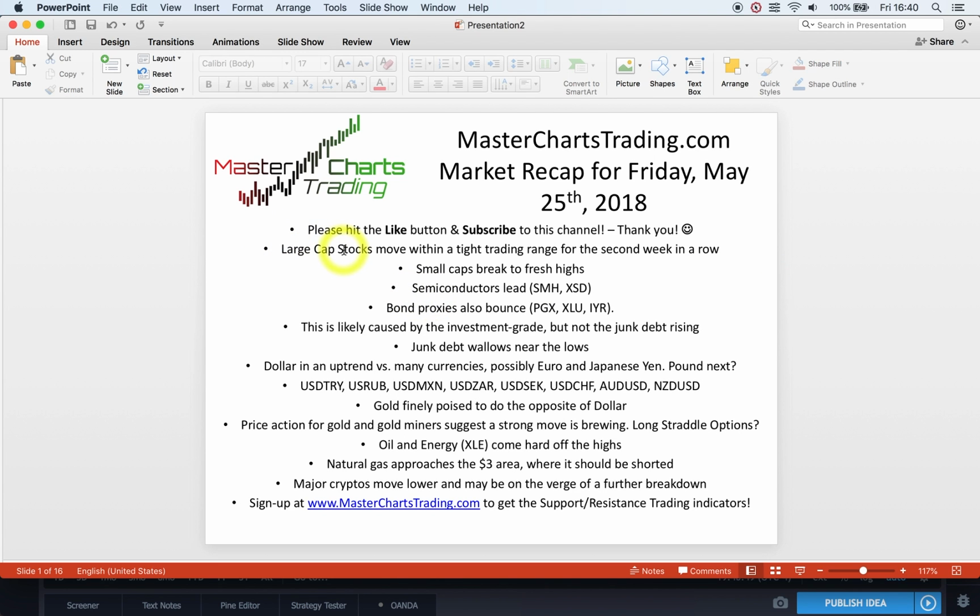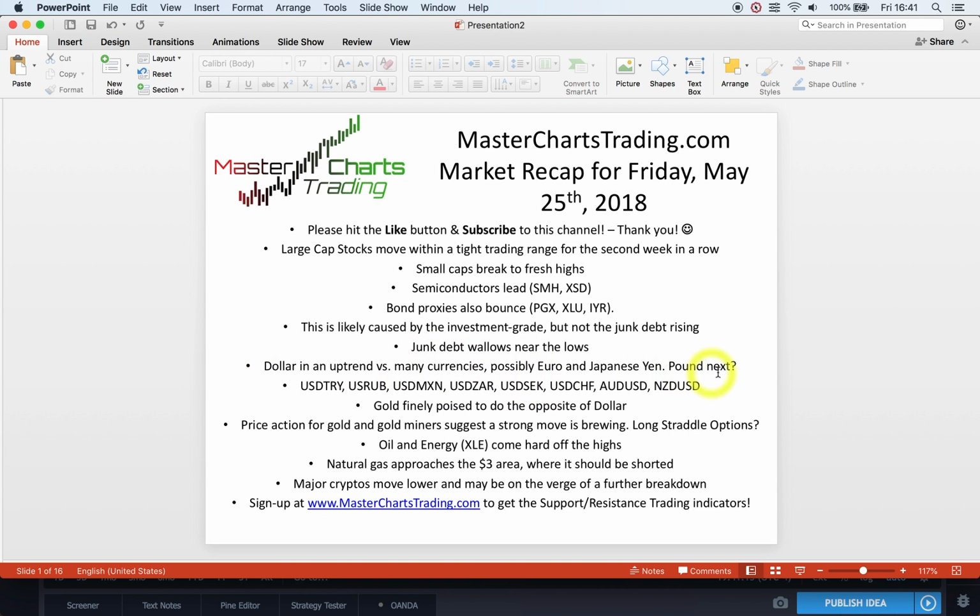We'll pretty much do the same thing as always. We'll look at stocks. Large caps and small caps break to fresh highs, but the semiconductors lead and the bond proxies lead, so it's a little bit unclear what is happening, especially with the investment grade bonds rising and junk debt not rising, so the picture is somewhat confusing.